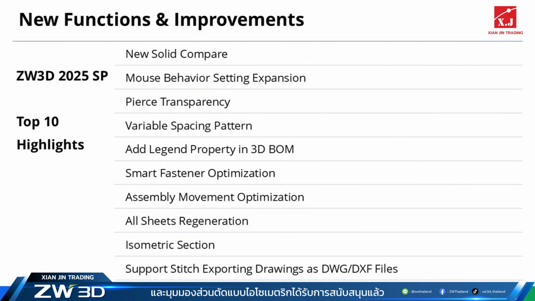The Isometric section view now adds the Inherit PMI function and the Orient View tool. After finishing all the 2D sheet designs, ZW3D 2025 SP provides a Stitch Export function to stitch together drawing sheets on the same sheet.